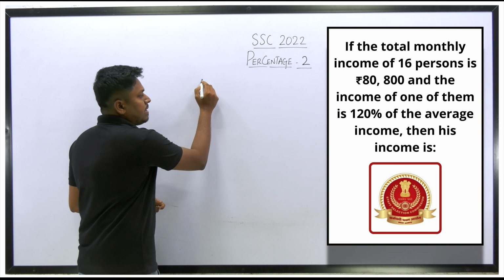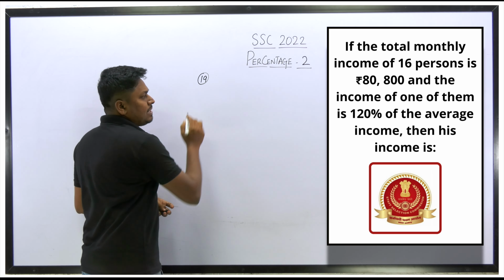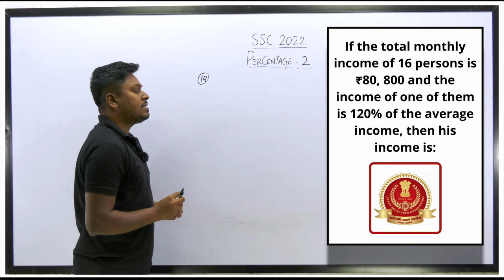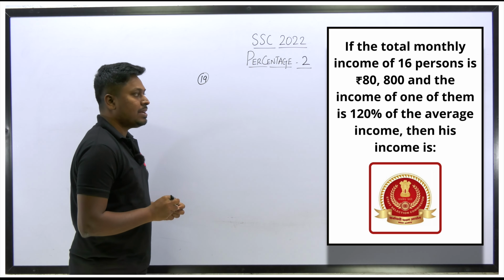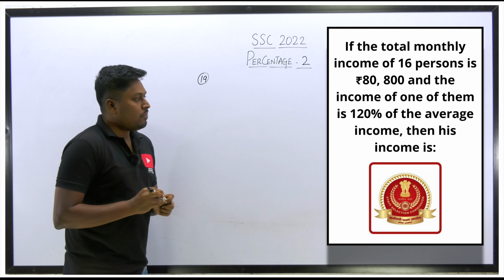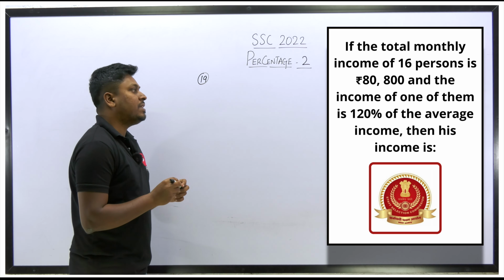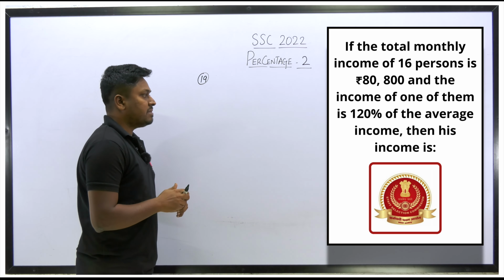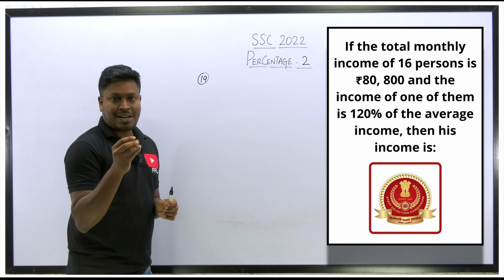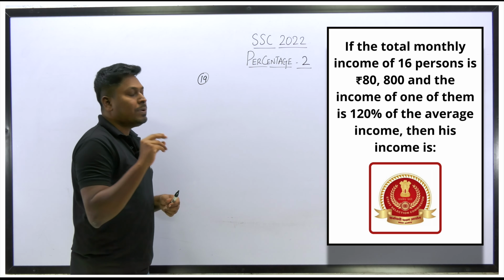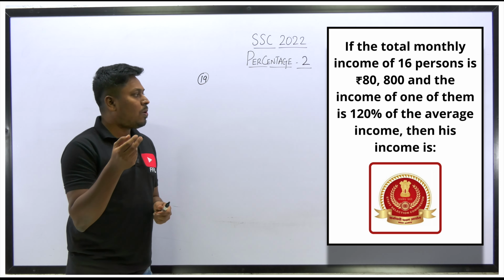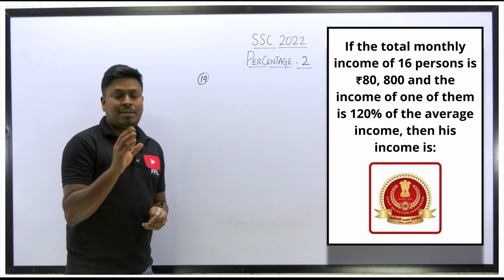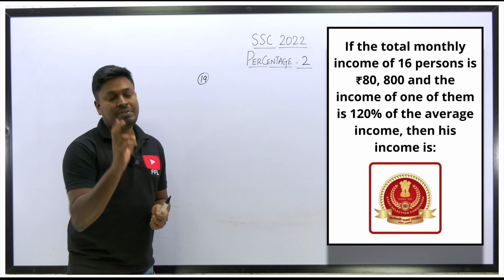So question number 19. If the total monthly income of 16 people is 80,800 and the income of one of them is 120% of the average income, then what is the income? Our target is to find that one person who is getting 120% of the average income, so we need the salary income of that person.